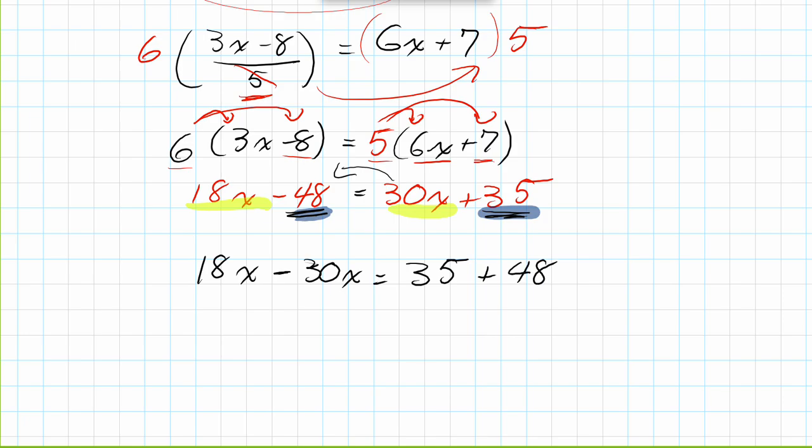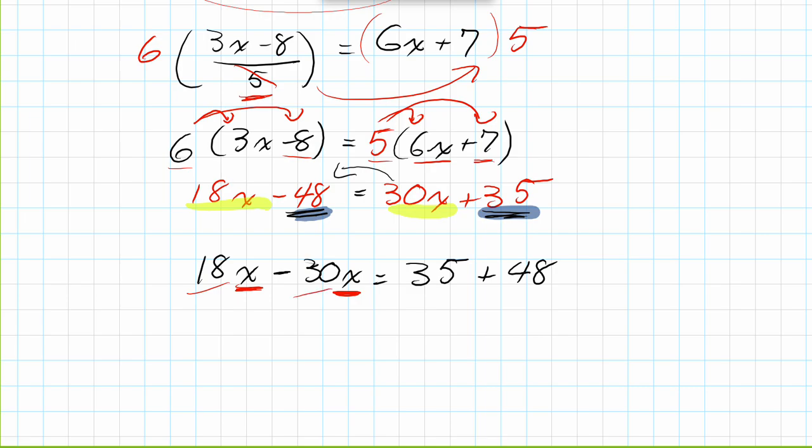So now I have like terms on each side. The reason I put them on each side instead of all of them on one side is because in the end, I actually need to isolate for x. That is really the goal here: get x by itself. So this is some of my first steps to actually get x by itself.